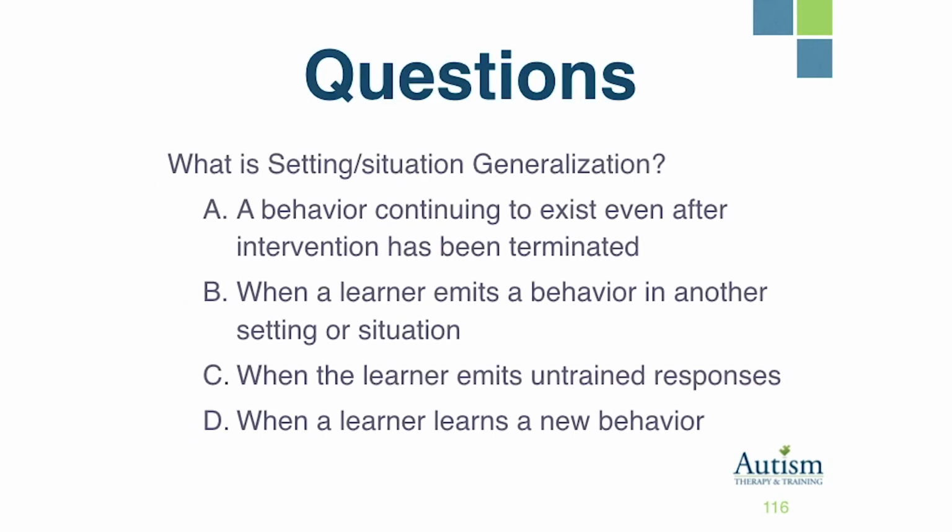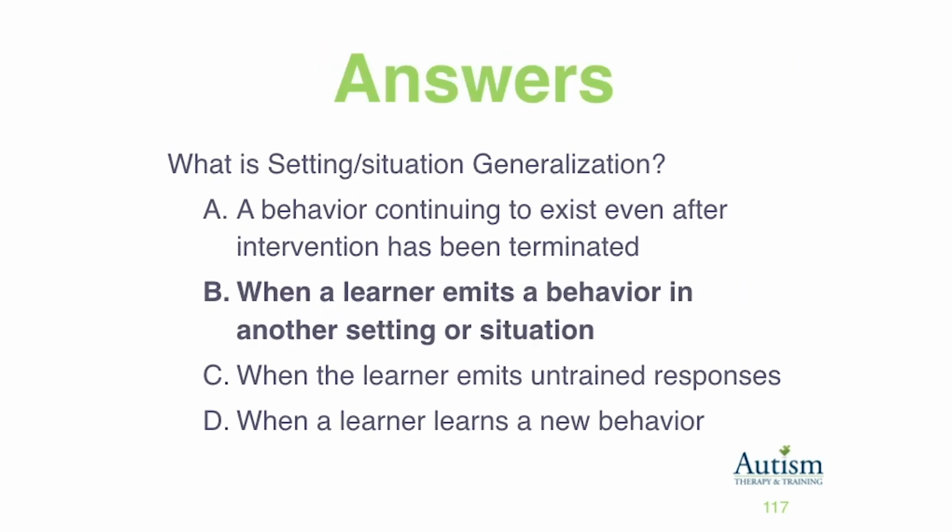What is setting situation generalization? A. A behavior continuing to exist even after intervention has been terminated. B. When a learner emits a behavior in another setting or situation. C. When the learner emits untrained responses. D. When a learner learns a new behavior. And the correct response is B, when a learner emits a behavior in another setting or situation.